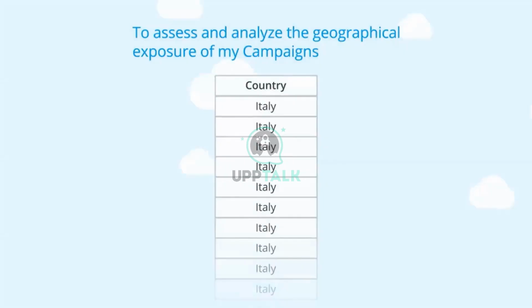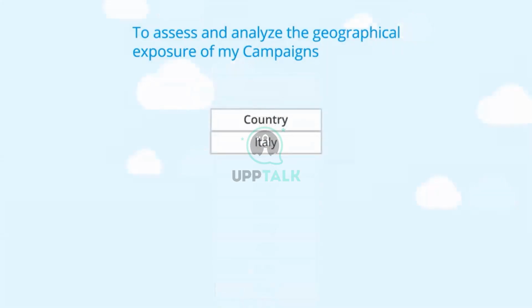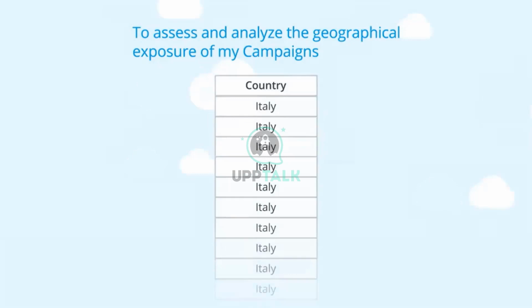This is simply to assess and analyze the geographical exposure of the campaigns. If we see the campaigns column and the numerous rows going by here in the example, we see Italy, but we are not sure what the others are. It is showing one country, but suppose you have around 15, 16, 18, 20 countries. At that point of time, you want to use a function called distinct count.